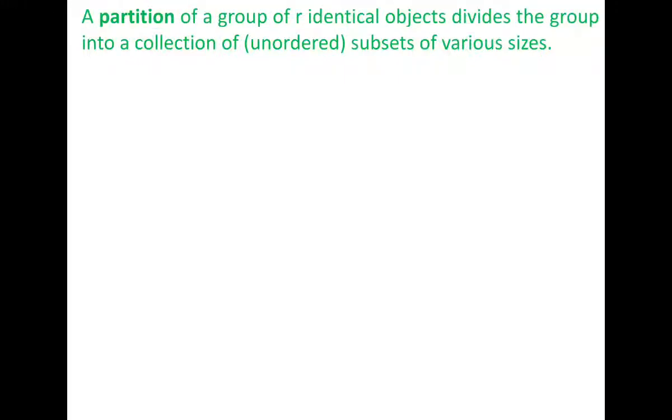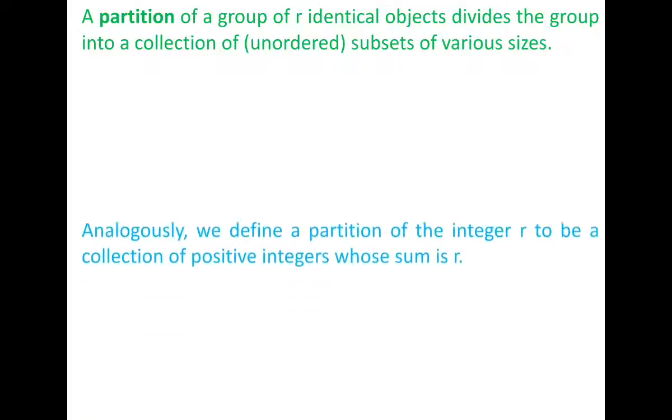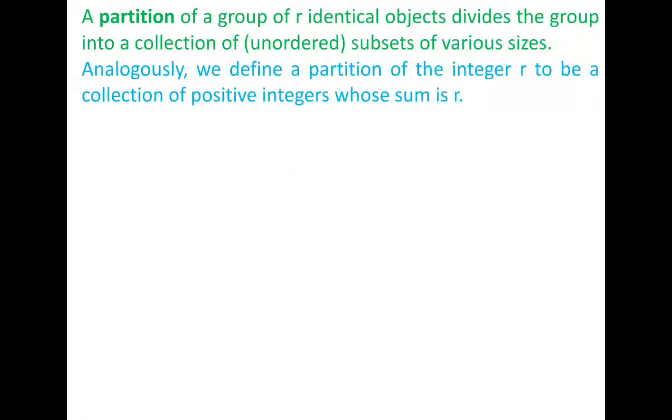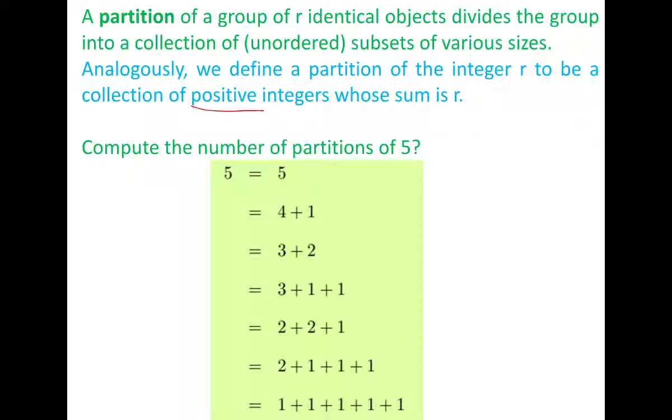So partition of r identical objects divides the group into a collection of subsets of various sizes. Better to understand, partition of integer r is a collection of positive integers whose sum is r. Yes, so positive integer is very important. So for better understanding, let us try to compute all possible partitions of 5. Please do try it by yourself. After trying it, you will realize that there are 7 possible partitions as follows.